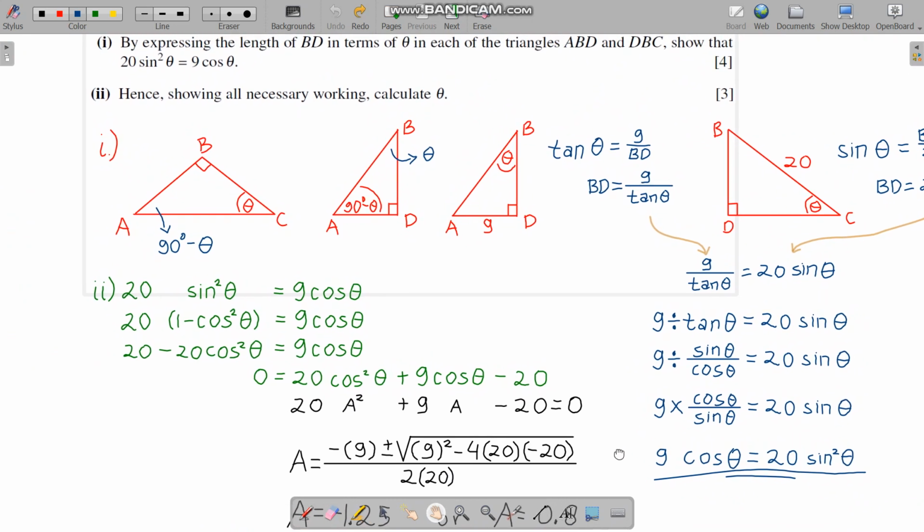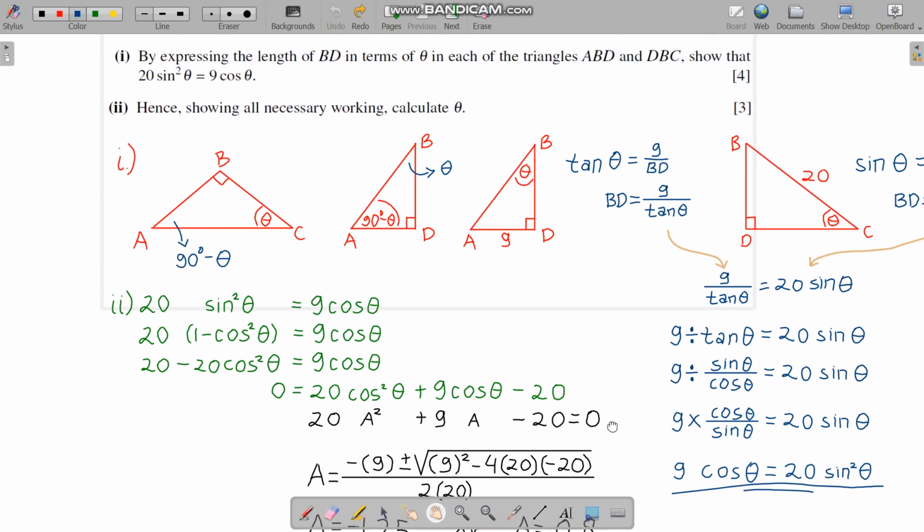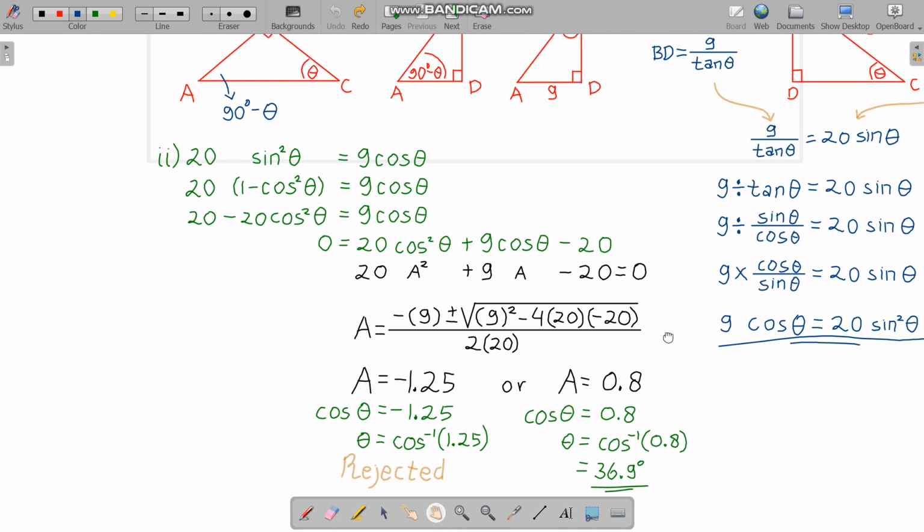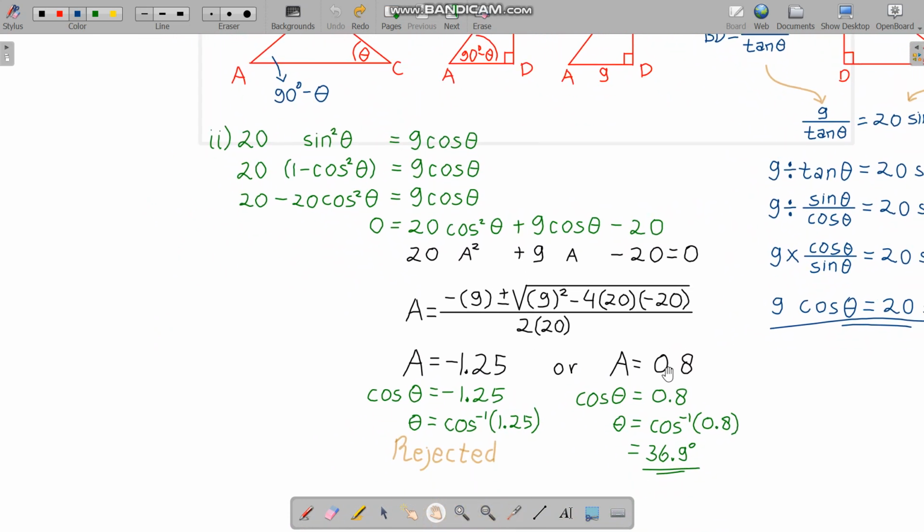And showing all necessary working, calculate theta. So we start with the 20 sine squared equals 9 cos, the answer to part 1. Sine squared is 1 minus cos squared. 20 times 1, 20 times cos squared.